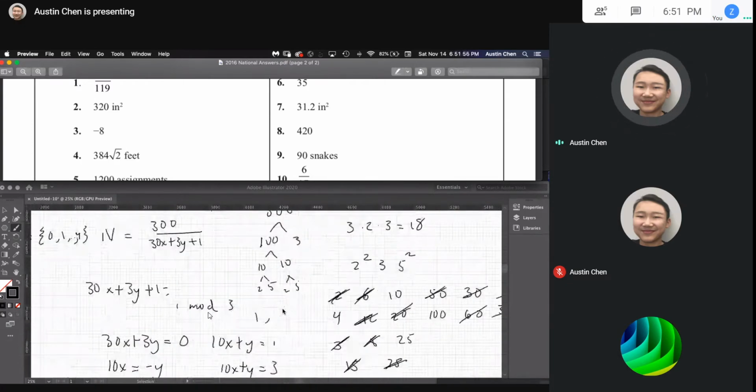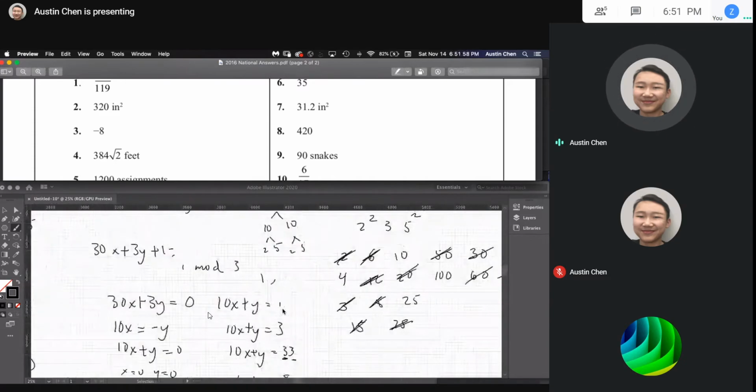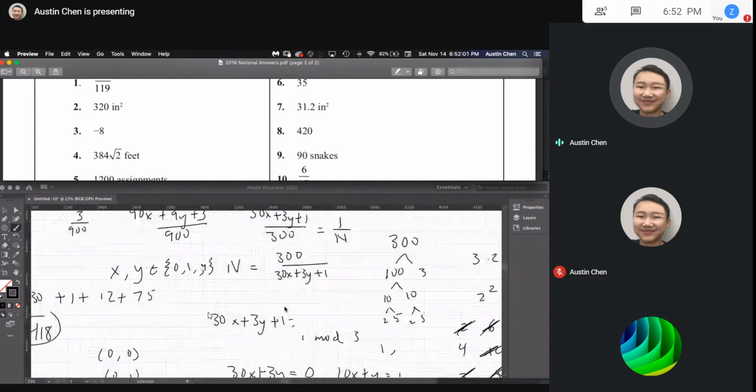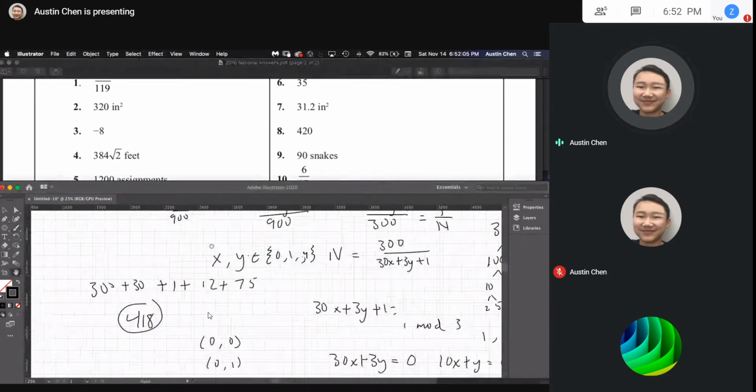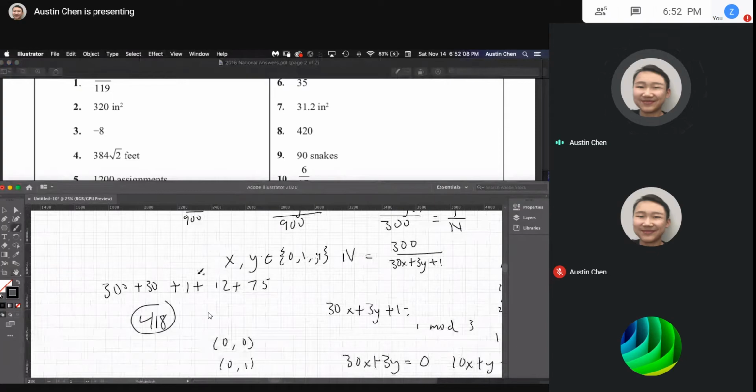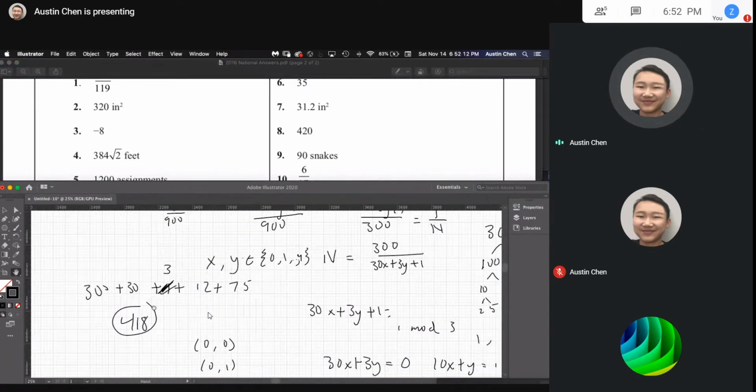Oh, whoops. I see my mistake. I said we had 300, but we actually had 100. So I thought we had 300, so I had the 1, but we actually have 100 instead. So this should be 3, right? So then that would increase our thing by 2. So then it'd be 420.